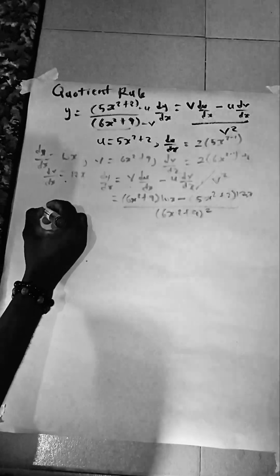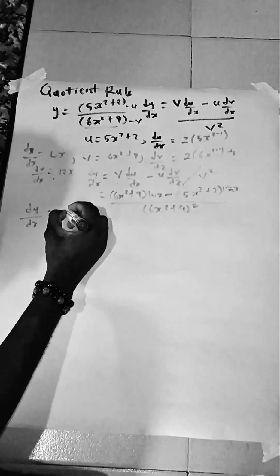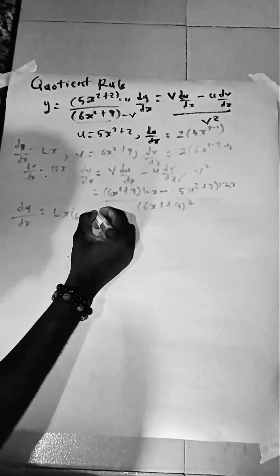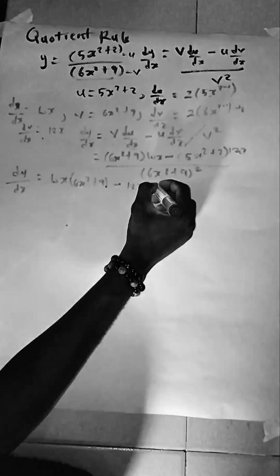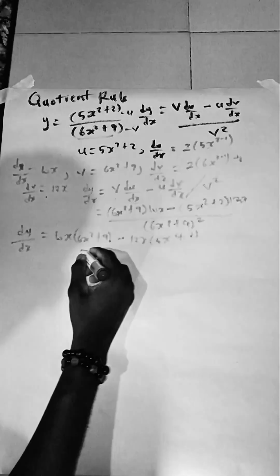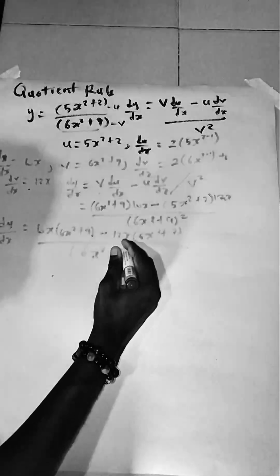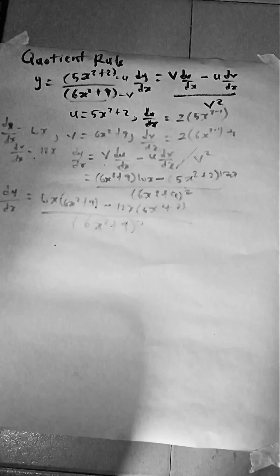So our dy by dx, that's the derivative of this function, is equal to 10x open bracket 6x squared plus 9 close bracket minus 12x open bracket 5x squared plus 2 close bracket, all divided by 6x squared plus 9 squared. And my marker is gone. So that's basically it. So let's take another example for example's sake.